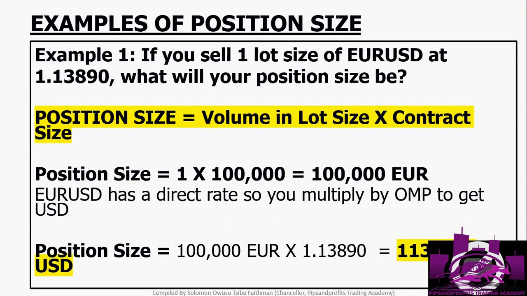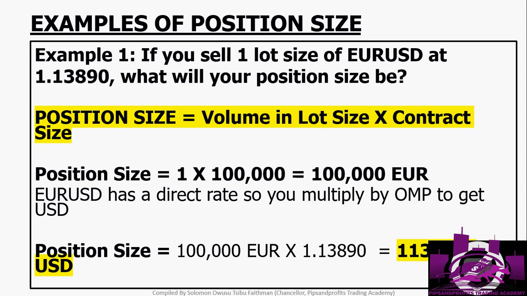Okay, so from our contract specification, we have our contract size to be 100,000, and the volume in lot size is how much we are trading. The lot size we are trading over here is 1. So position size is now going to be 1 times the 100,000, which gives us 100,000 euros.